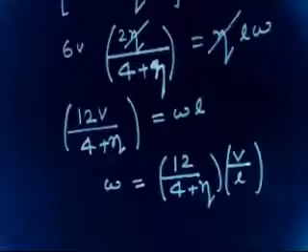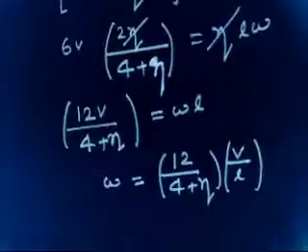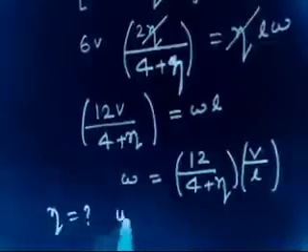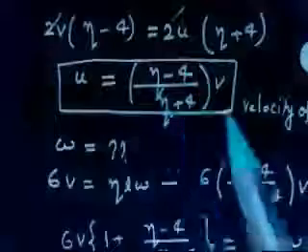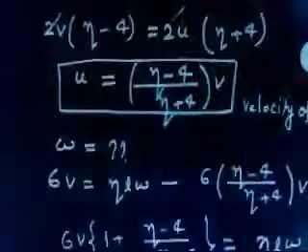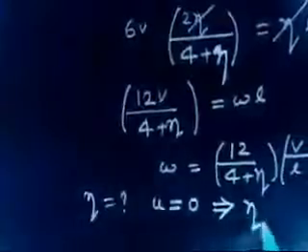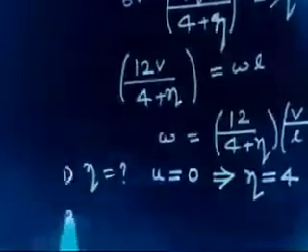So omega will be 12 by (4 plus eta) into v by L. Now the question says, at what value of eta velocity of the ball after the collision will be equal to 0. What will be the value of eta for which velocity of ball, that is u, after collision is 0. And u equals (eta minus 4) divided by (eta plus 4) into v, so this will be 0 only if eta equals 4.